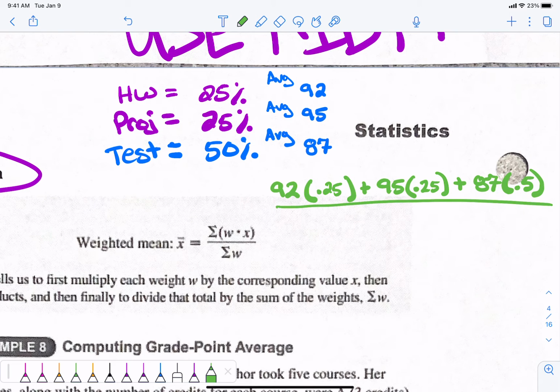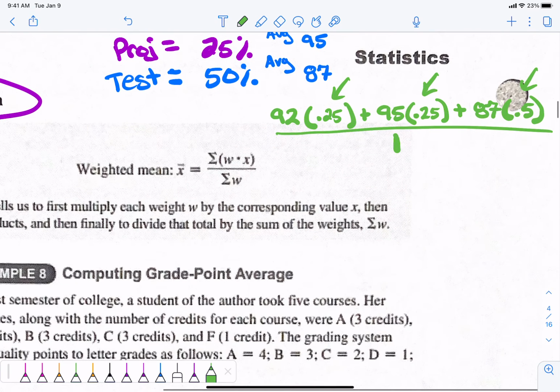What does 0.25 and 0.25 and 0.5 add up to be? 100%, which is just 1. So you're really dividing by 1, which means you're not dividing by anything, because dividing by 1 is not doing anything. So if we do that, does somebody do that for me? Mads is on top of it.